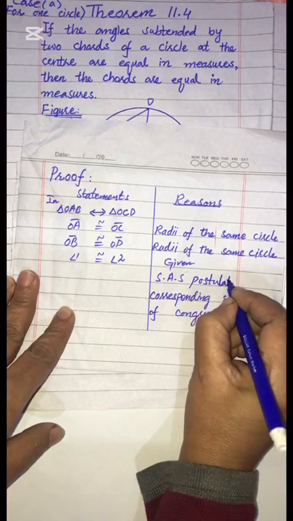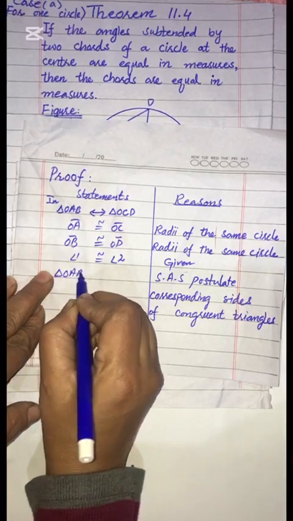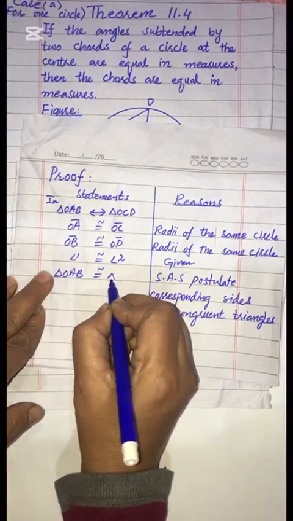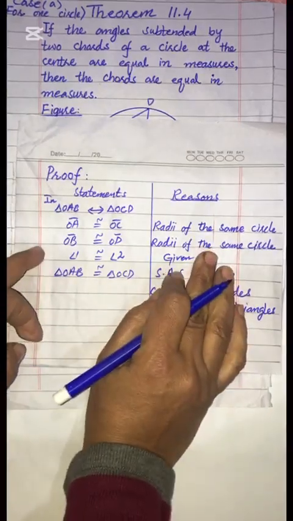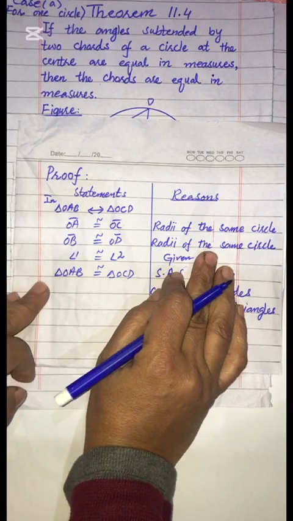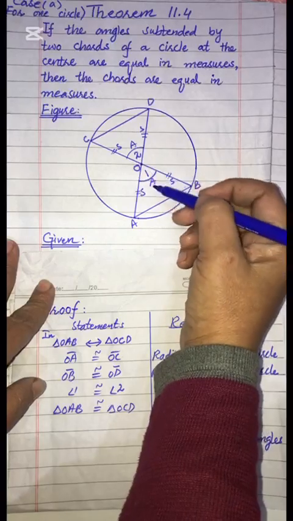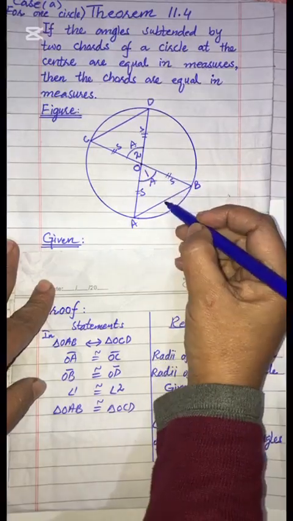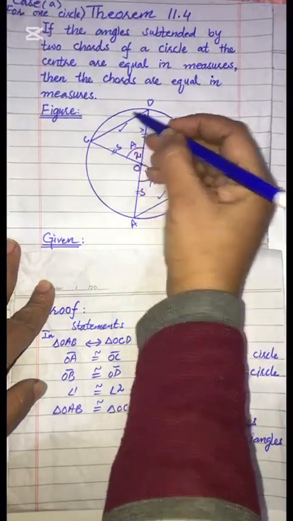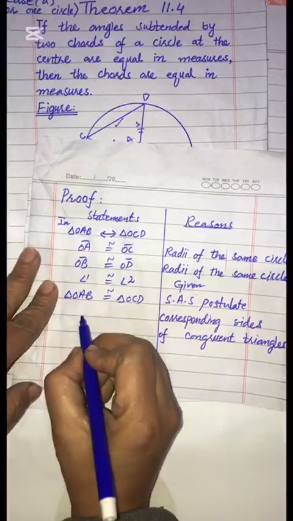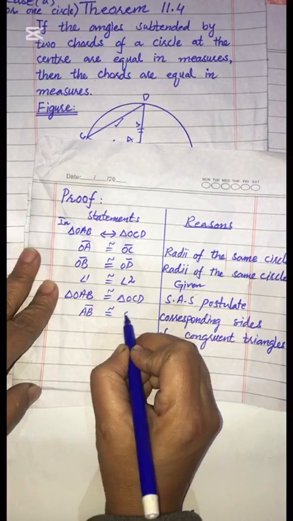we have proved that triangle OAB is congruent to triangle OCD. So when we have to prove that these two triangles are congruent, then it means the remaining components of the triangles will be also congruent. So we have proved that the chord AB is congruent to the chord CD. So we can write AB is congruent to CD.